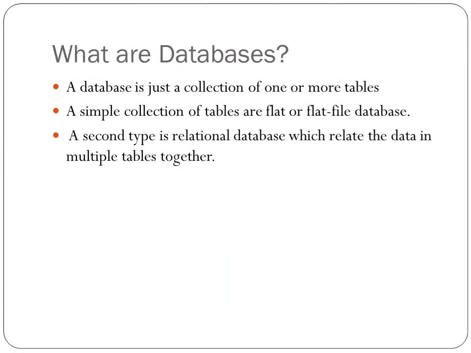Database. A database is just a collection of one or more tables. Already you know about the database. A database is called a flat file database or a relational database. What is meant by a flat file database? It is simply a collection of tables or simply a collection of text. Then what is meant by a relational database? It relates the data with multiple tables together. For example, I am going to join two tables. That is called relational.